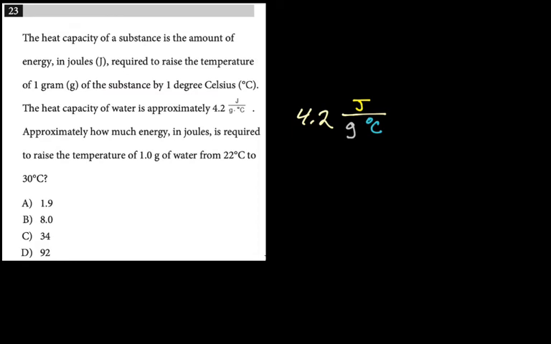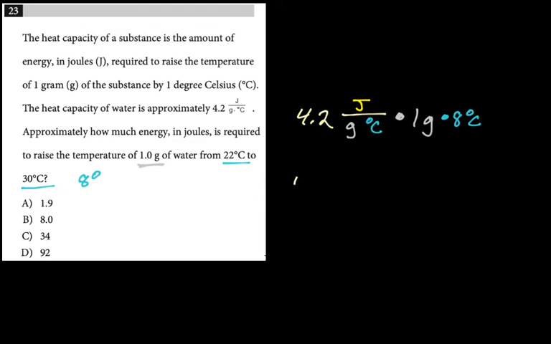Approximately how much energy in joules, so our answer should be J, is required to raise the temperature of 1 G. So if I want to get rid of the G that's in the denominator of those units, I'm going to have to multiply by G. So I'm going to do times 1 G of water from 22 degrees to 30 degrees. So that's a difference of 8. And if you look at it, it says it's the amount used to raise it 1 degree. So we're trying to raise it 8 degrees. So 8 degrees in Celsius. And again, it's J over G times degrees Celsius. If I'm going to get rid of that degrees Celsius in the denominator, I need to multiply by degrees Celsius. So I'm going to multiply by 8.